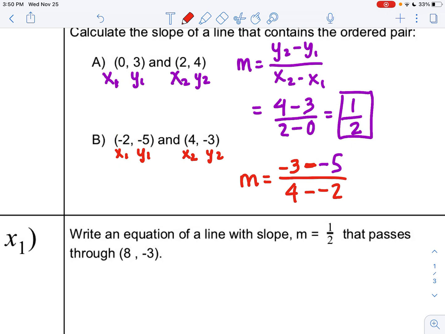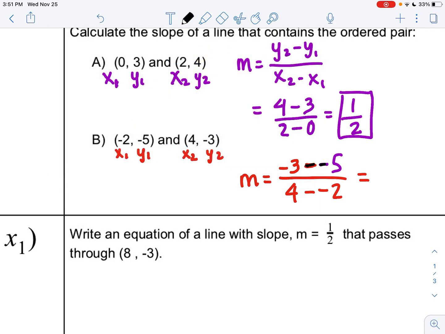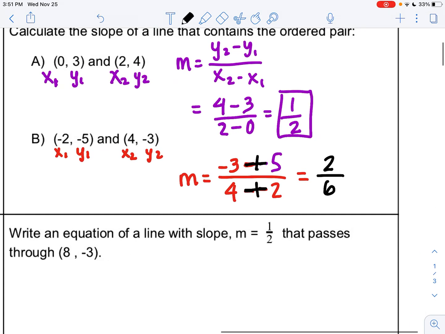Okay? So again, there's 2 minus. Now remember when we have two negatives next to each other, it equals a positive. And the reason for that is because this is saying the opposite of a negative, and the opposite of a negative is a positive. Okay, so -3 plus 5 is 2, 4 plus 2 is 6, and then I'm going to simplify that. I'm going to divide by 2 because I can simplify this time. So 2 divided by 2 is 1, 6 divided by 2 is 3. So this time my slope is 1/3.